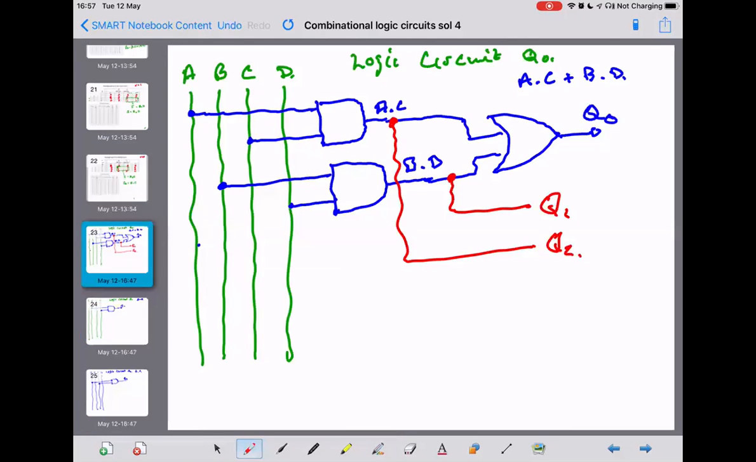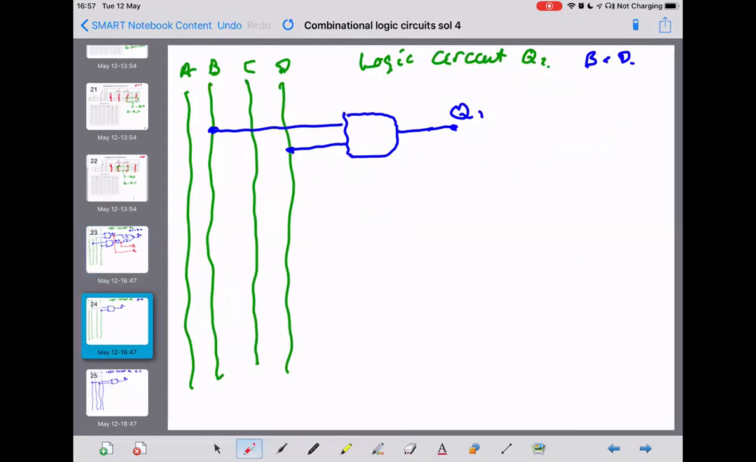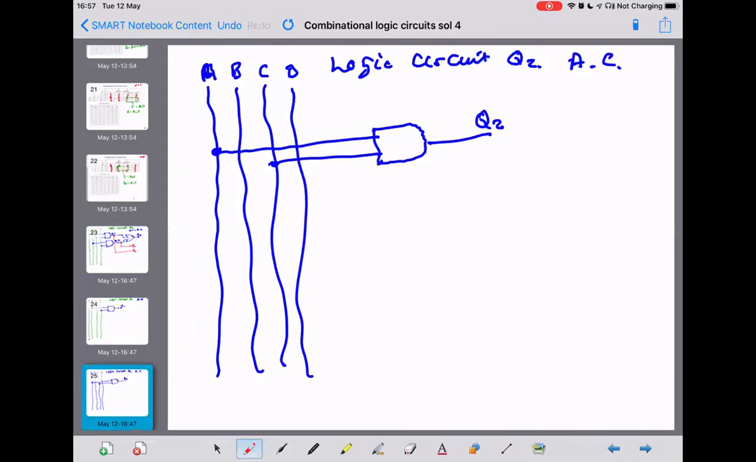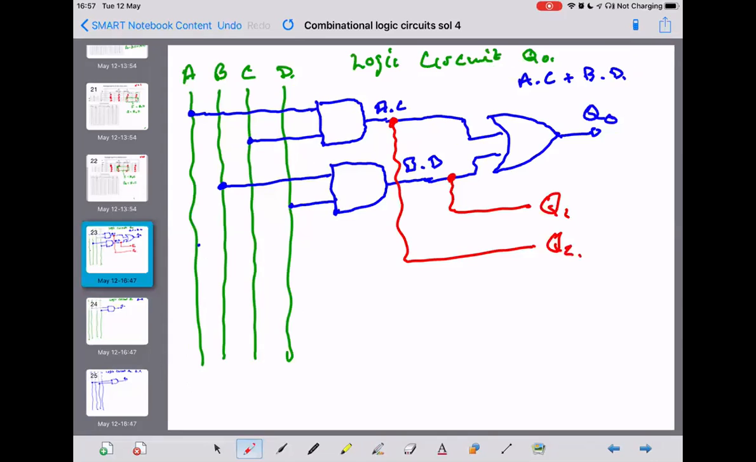We'll just sum that up. Up here we've got the A and C into an AND gate, giving us A and C, and B and D, all ORed together to give the Q0 output. The Q1 output is just B and D ANDed together. And the Q2 output is A and C ANDed together. But there's a further trick, indicated by the red lines: in the processing for the Q0 output, you've already ANDed A and C together and B and D together. So those two outputs, Q1 and Q2, could be taken directly off those lines and save another two AND gates.